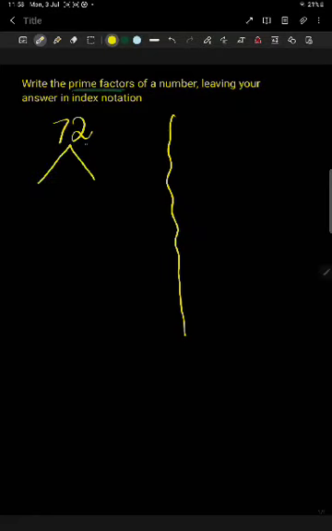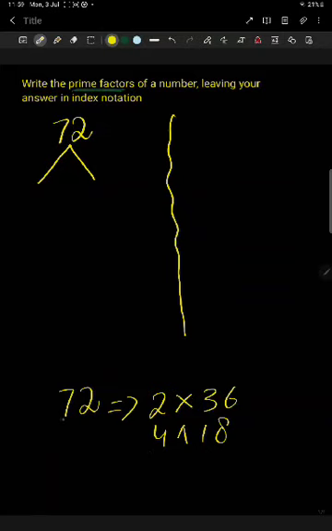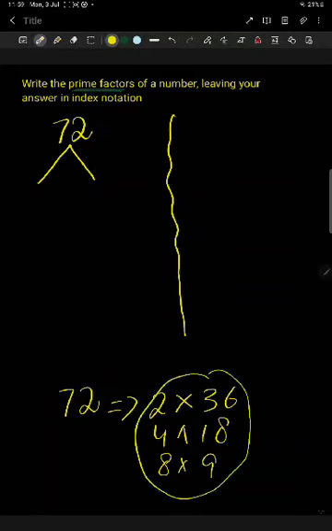So we can factorize it in any way. You can tell me what is a way to factorize the number 72. It may be 2 into 36, it may be 4 into 18, you can say 8 into 9. So you can factorize it in any way, and you can write any of these options over here. So I'm going to write 8 into 9. So I have factorized 72 into 8 into 9.